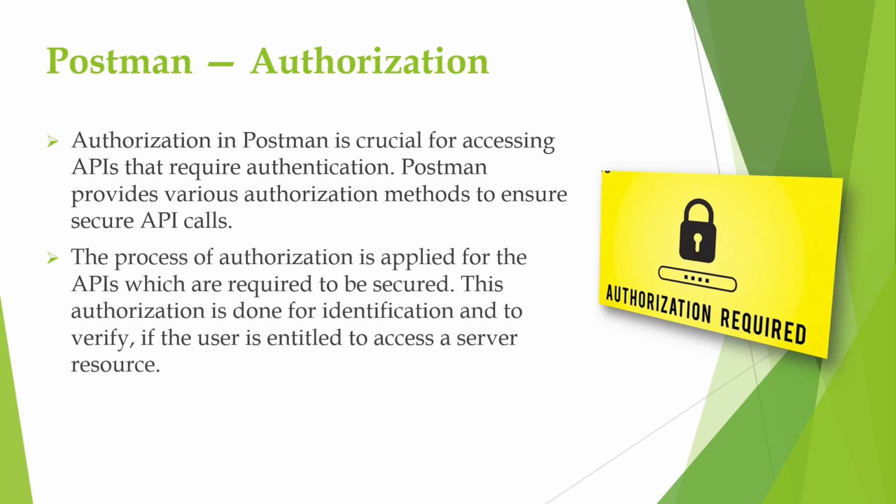There could be multiple APIs in a project, but their access can be restricted only to certain authorized users. The process of authorization is applied for the APIs which are required to be secured. This authorization is done for identification and to verify if the user is entitled to access the server resource or not. This is done within the authorization tab in Postman.